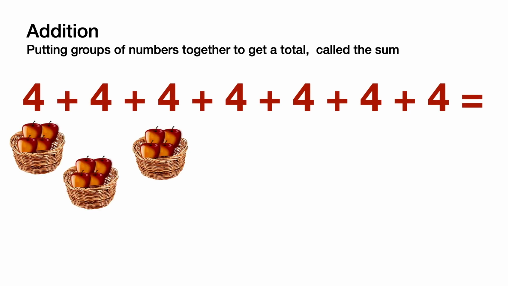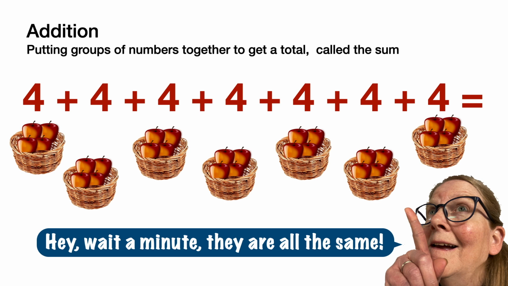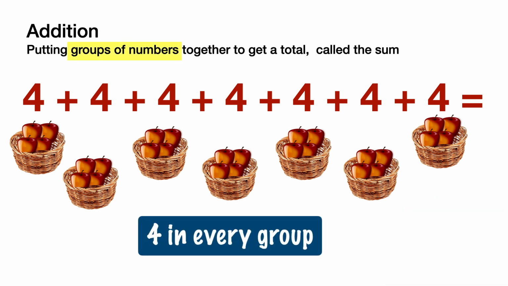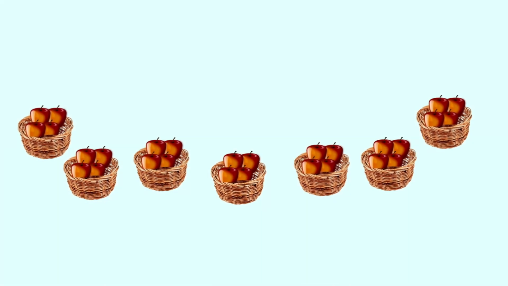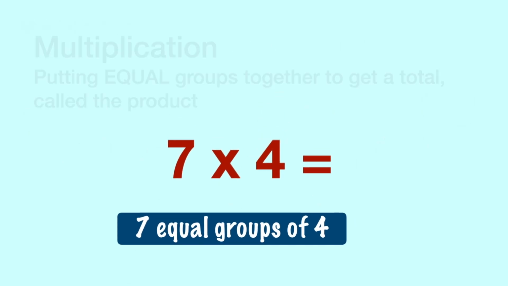Here's another problem. This one has 7 groups or baskets of 4 apples in each basket. That's right, Mrs. Rudd. They're all the same. Every group or basket has 4 apples. Addition can be different groups of numbers like the previous problem, but this problem happens to have equal groups. So we can change it into multiplication.